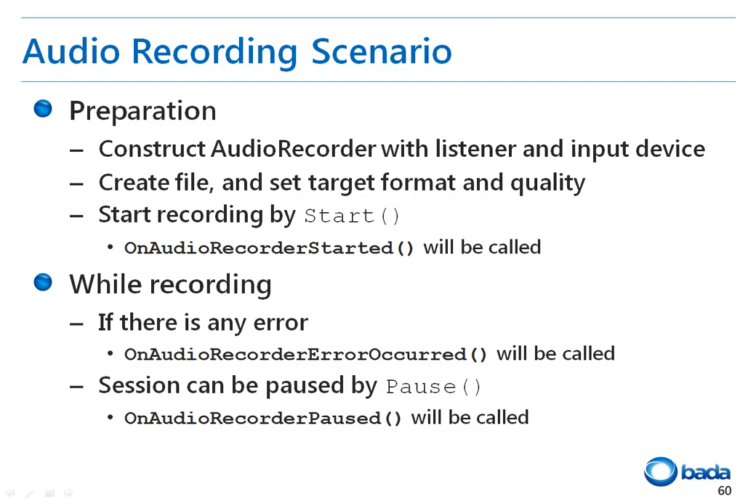We can start a recording by calling the start function of the recorder class. In this case, the OnAudioRecorderStarted function of the event listener object will be called. If a problem occurs during a recording, the OnAudioRecorderErrorOccurred function will be called. If the pause function of the recorder is called by the user or by the program, the OnAudioRecorderPaused function of the listener object is called, and the recording is paused.